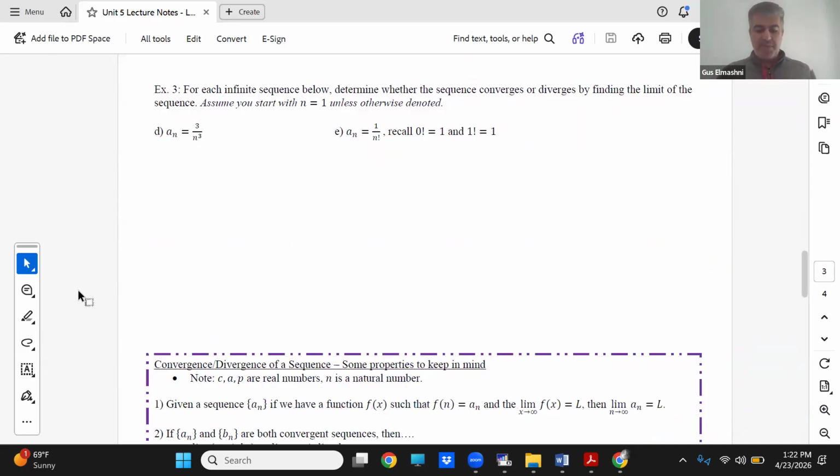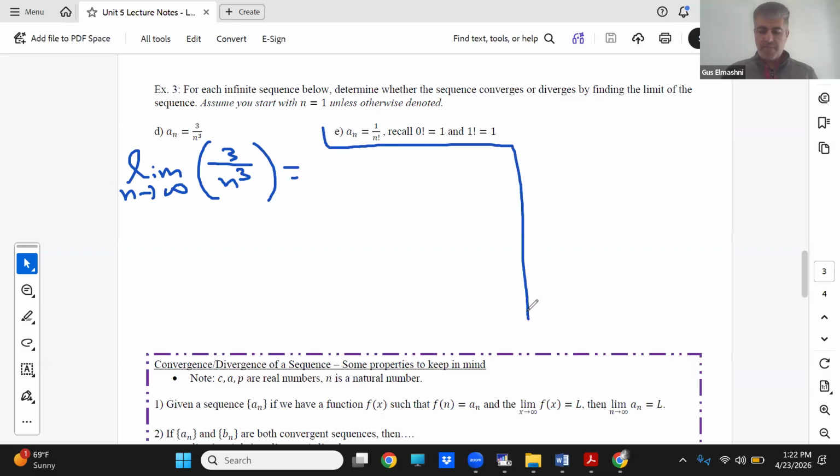Okay, example 3. Now for each infinite sequence below, determine whether it converges or diverges. Assume you start with n equals 1, right? So you find the limit as n approaches infinity. So from a more formal standpoint, we're going to say this, the limit as n approaches infinity of the expression. Actually, I should have used that notation on the previous page, but it's okay. But anyhow, we're using limit notation here.